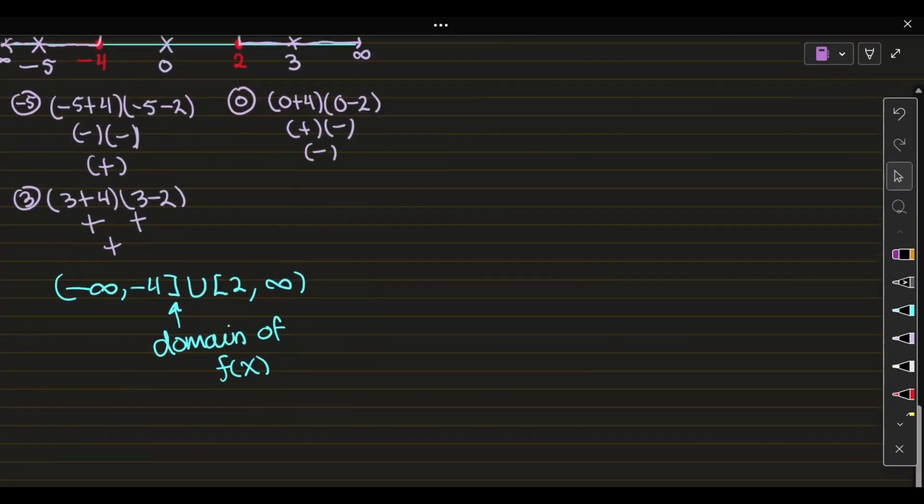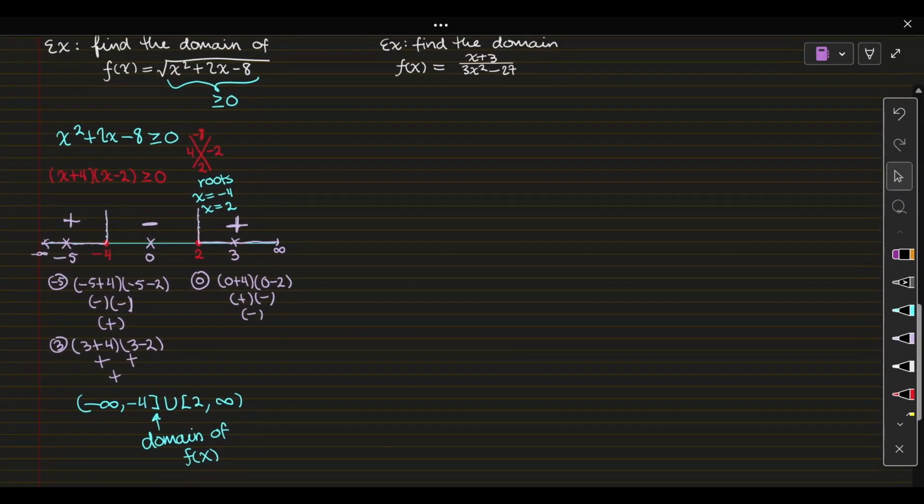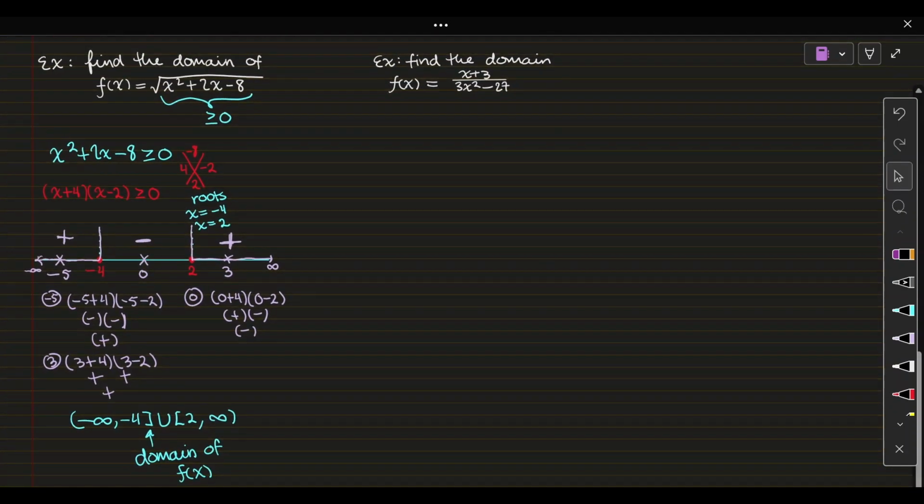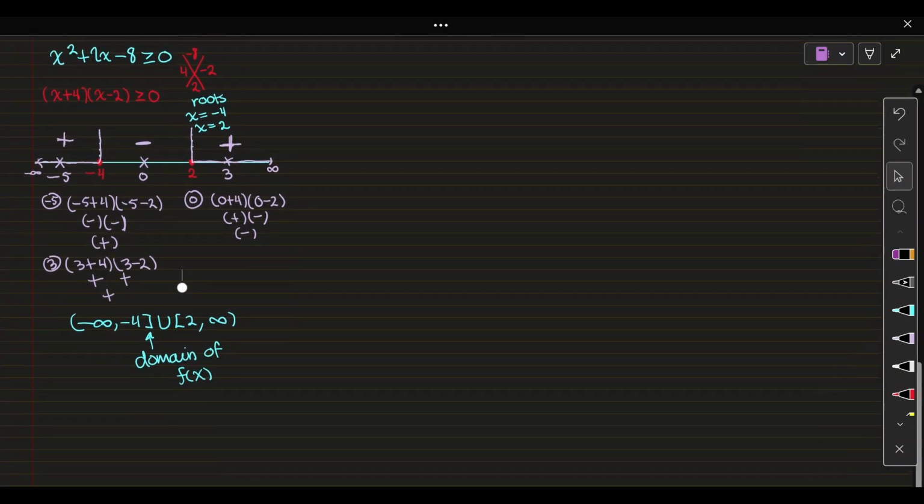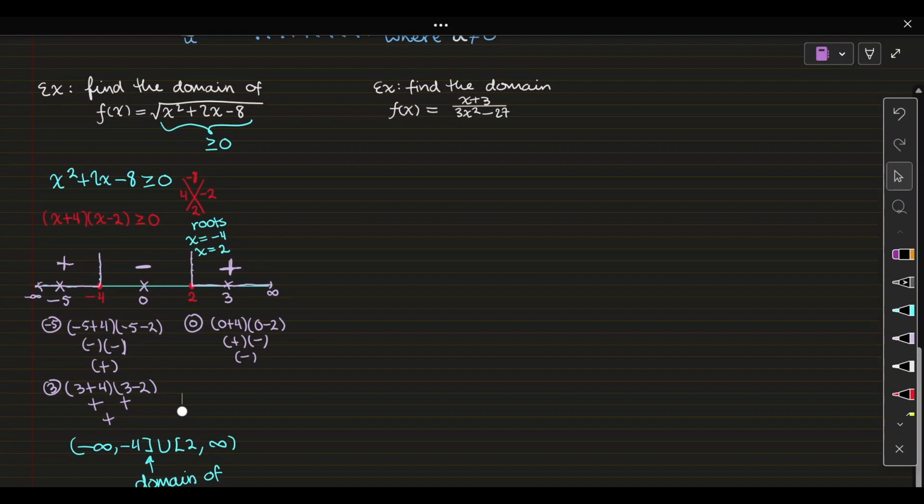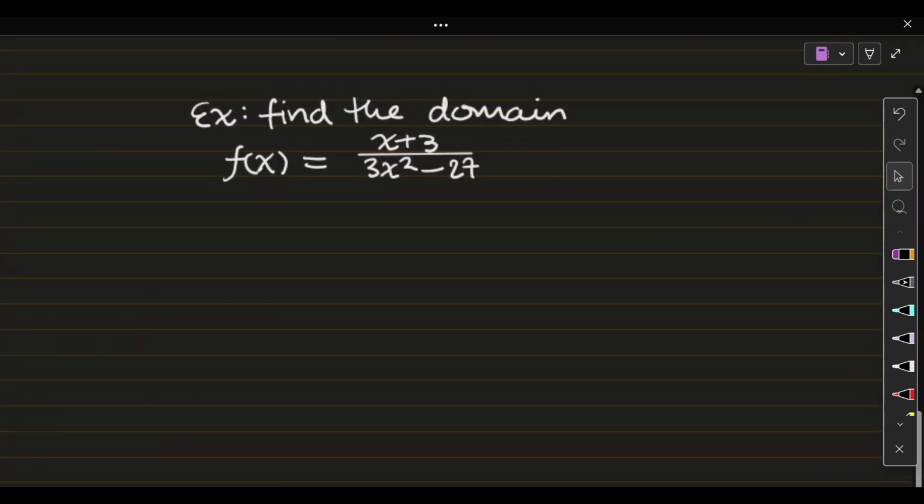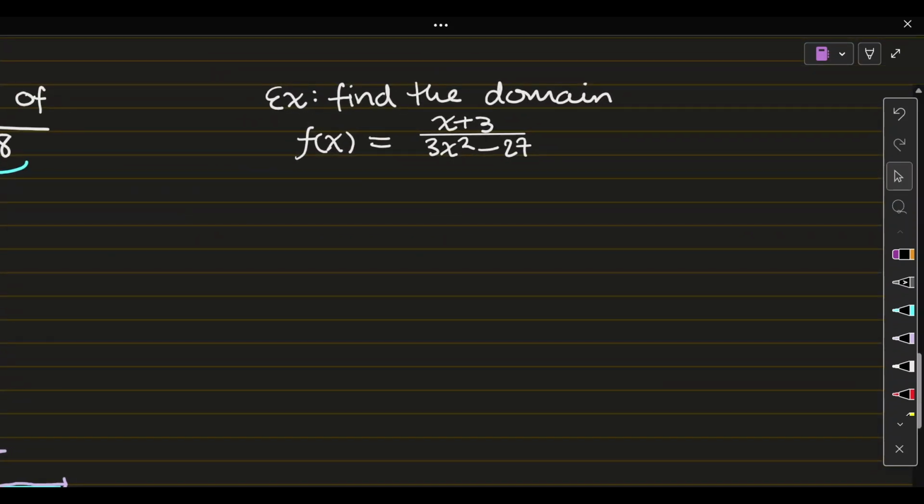So in this example, we're talking about taking square roots, and we only can take square roots of positive numbers. So it doesn't make sense to talk about when we're negative. So we exclude this region here where things are negative. And so our domain is everywhere where f is positive, where this left-hand side is positive. Okay, great. So next we want to find the domain of x plus 3 over 3x squared minus 27.